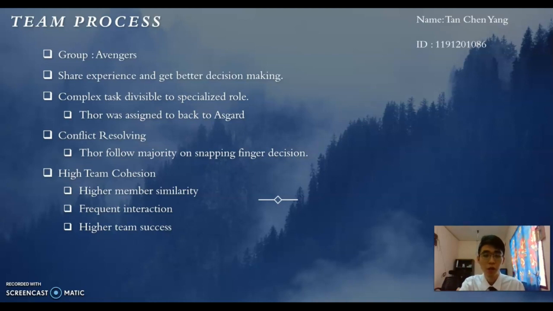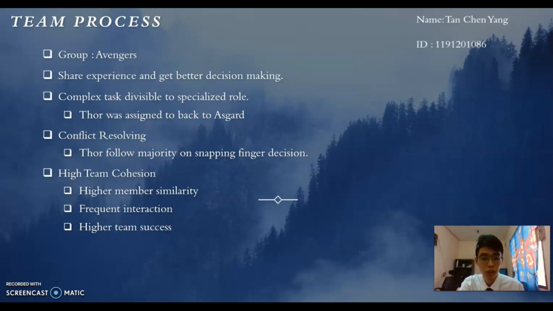Next, conflict resolving. Thor followed the majority on the snapping finger decision. In the beginning, Thor volunteered himself to snap the finger because he declared himself the strongest Avenger, and he could manage to hold the damage of the Infinity Stone. But then Iron Man convinced him that his body status was not ready, so the snapping finger task was passed to Hulk.